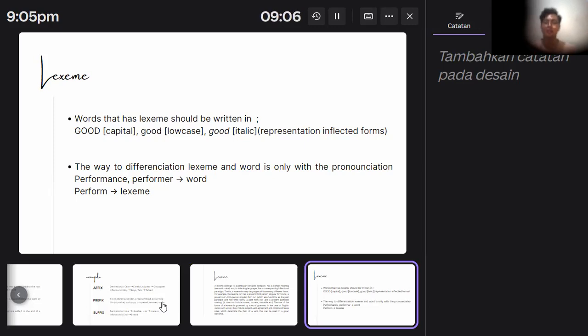On the way to differentiating a lexeme and a word, it is only about pronunciation and performance, like performance and performer are words, and performs is like a sim because they are different words but have the same meaning.